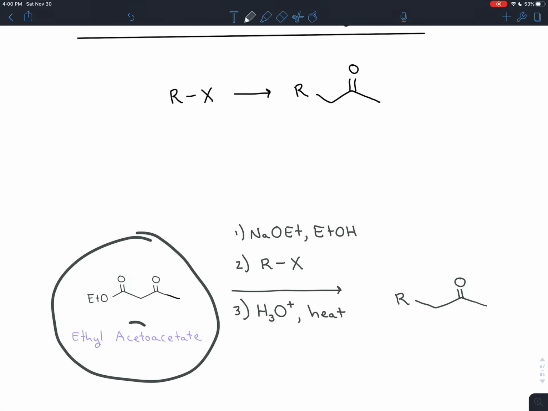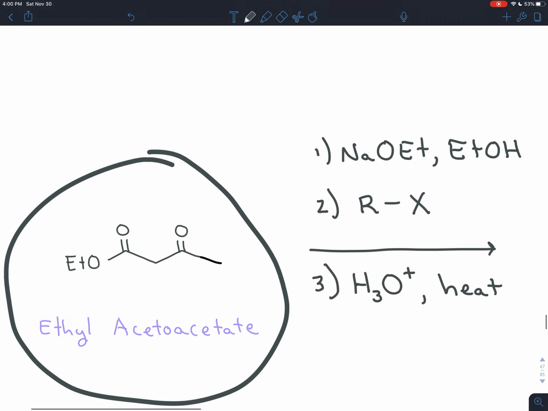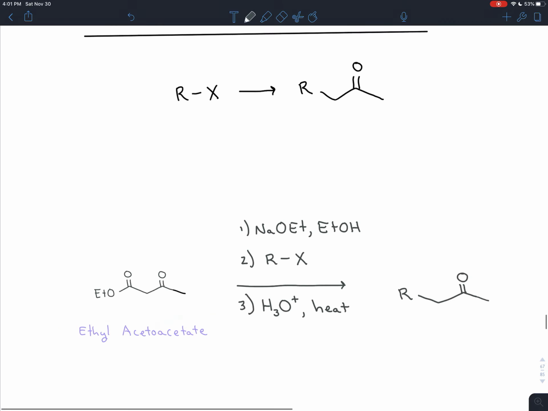An aceto group is just an old common name for having two carbons. And so you have this aceto group, a two carbon group, with an acyl group there. That aceto group is on an acetate, so another two carbon group with an ethyl group on it, so ethyl acetate. So you have an ethyl group and an aceto group on this acetate molecule, so it's ethyl acetoacetate.